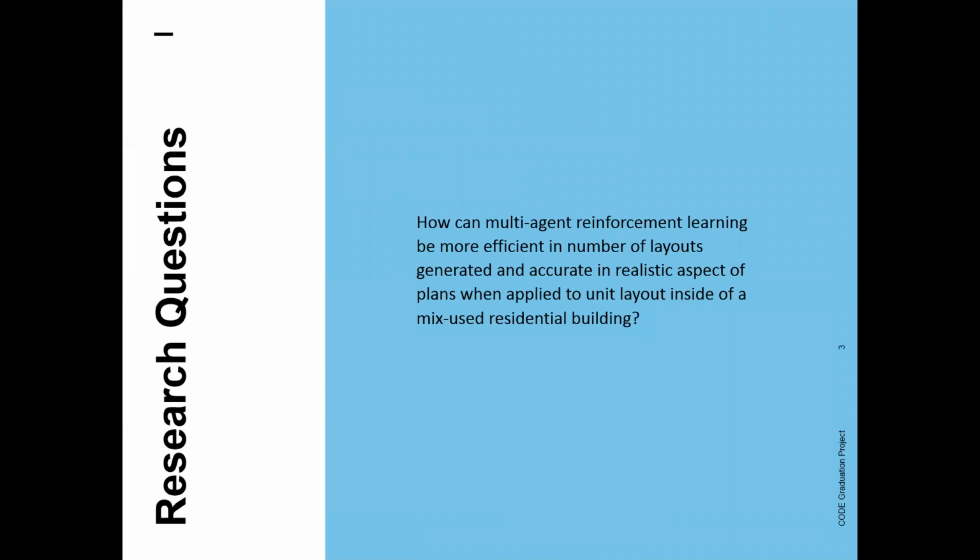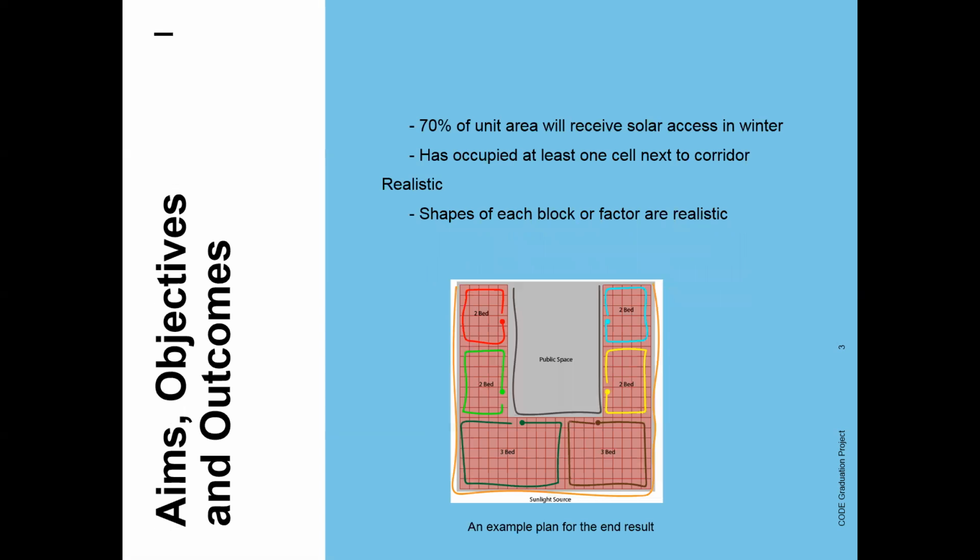So for the research question: how can multi-agent reinforcement learning be more efficient in the number of layouts generated and accurate in the realistic aspect of plans when applied to unit layout inside a mixed-use residential building? So this research will be mainly focused on mixed-use residential buildings for investigation.